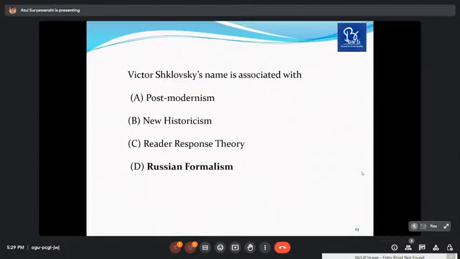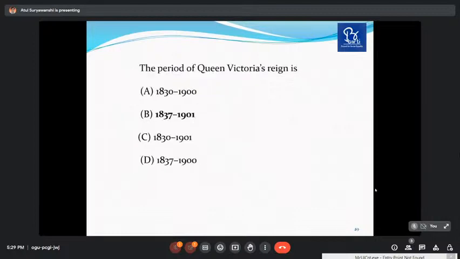So Russian formalism was actually initiated in 1915. And Victor Shklovsky is associated with Russian formalism. So formalism includes the special features of the language and the figures of speech to embellish language and to enhance the standard of the language. Russian formalism is quite an appropriate theory in English literature. So now our work is to search Victor Shklovsky and to study Russian formalism in detail.